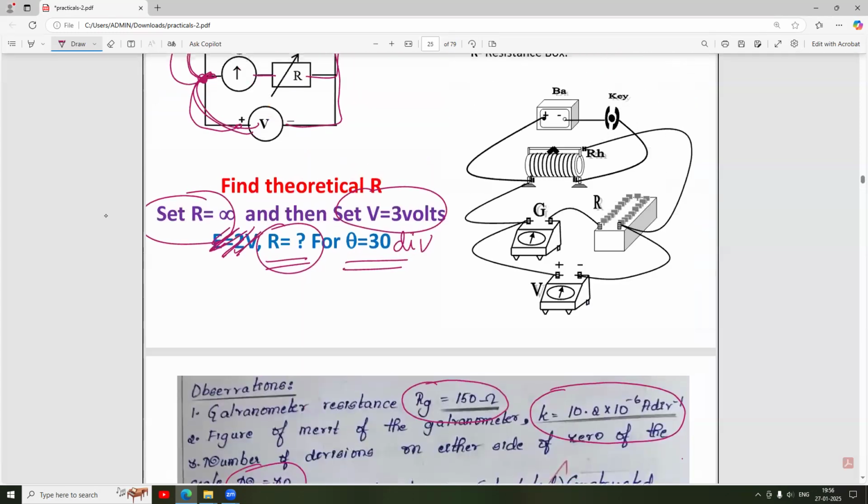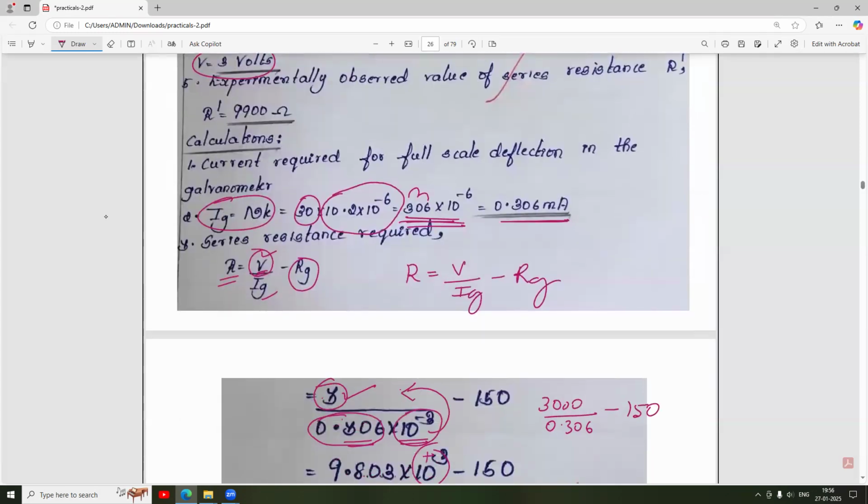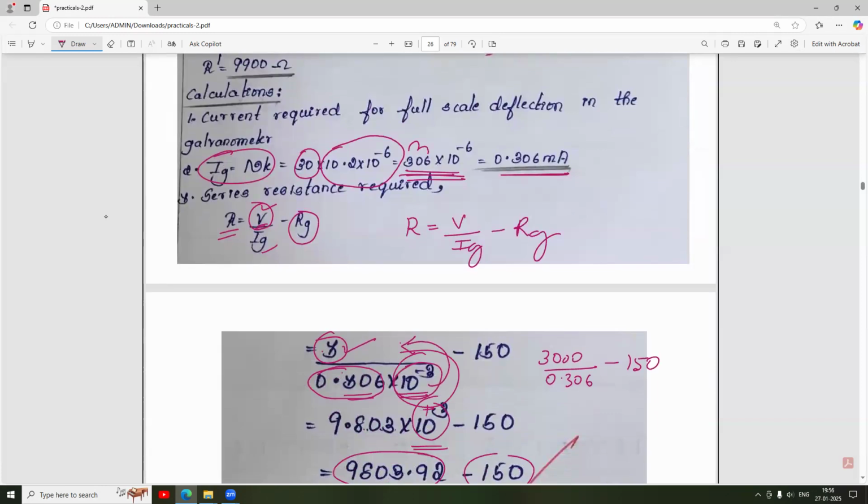So very, very simple experiment, but you must work out these values and be careful about these 10 to the powers. Thank you.